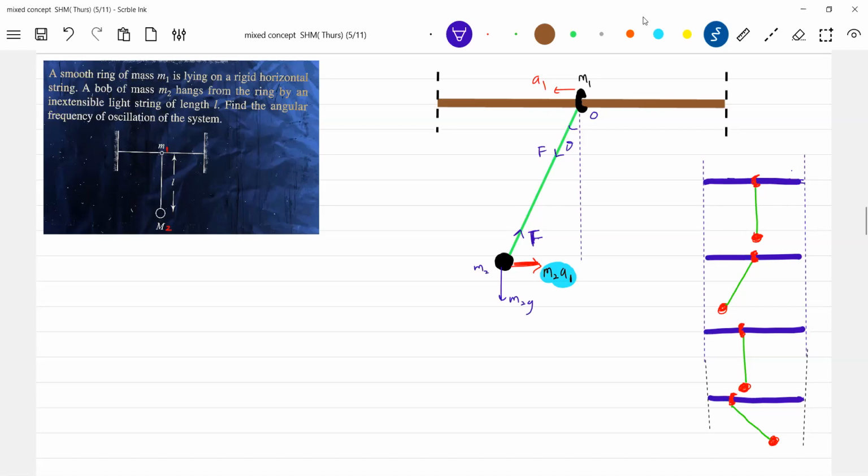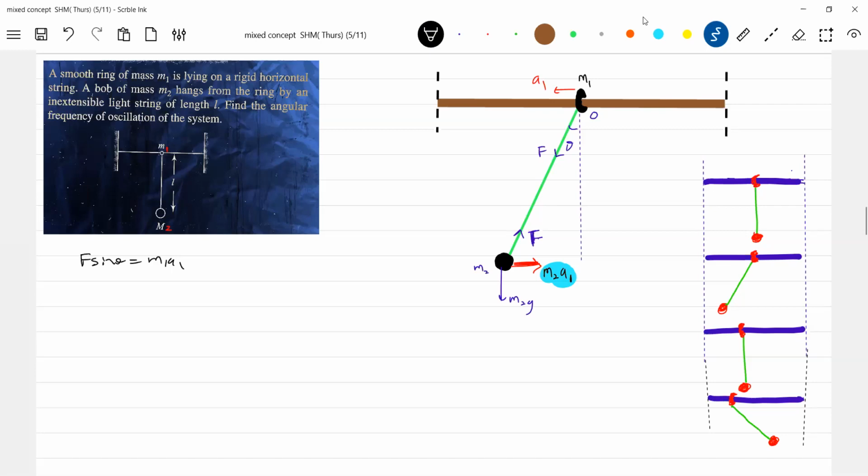So F sine theta should be equal to M1A1. F sine theta should be equal to M1A1. If you want, you write A naught. Okay, let it be A1 only. So that is equation 1 you can take. This is for the ring.